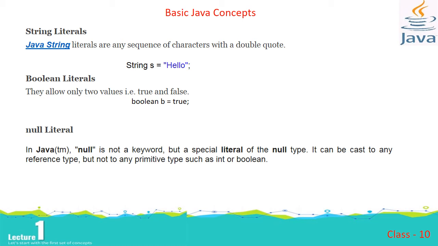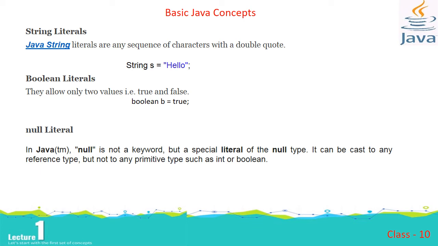Now next is the boolean literal. For boolean literals, only 2 types of values are allowed, either true or false. Here is the syntax: boolean b equals true, or you can say b equals false, and the default value is false.